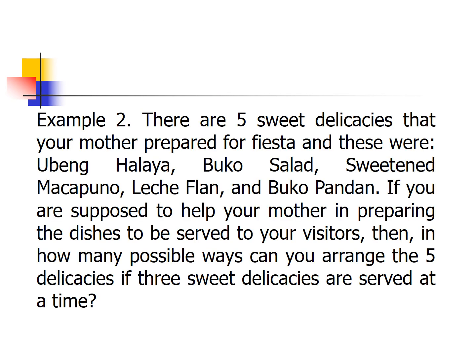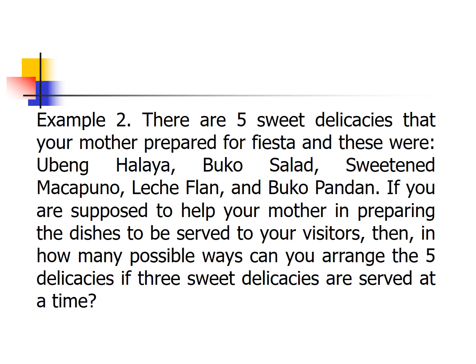Example. There are 5 sweet delicacies that your mother prepared for fiesta. Mukhang puro pagkain na example natin. Nagugutom pati ako. And these were ubing halaya, buko salad, sweetened makapuno, leche flan, and buko pandan. So, 5 yan. If you are supposed to help your mother in preparing the dishes to be served to your visitors, then in how many possible ways can you arrange the 5 delicacies if 3 sweet delicacies are served at a time?